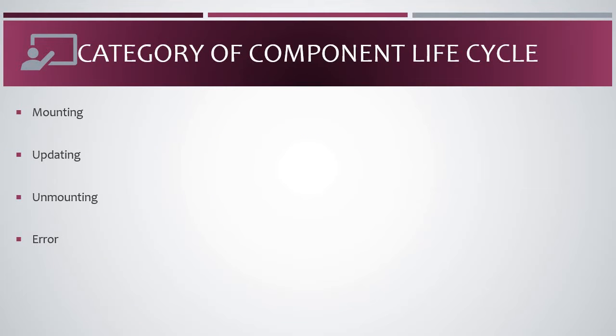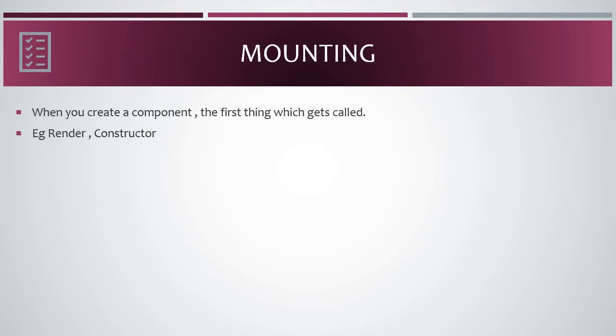There are 4 stages for the component's lifecycle, and they are mounting, updating, unmounting, and error. In mounting, what we are going to see is when the mounting stage occurs. When you create a component and it is inserted into a DOM, this stage is called the mounting stage.